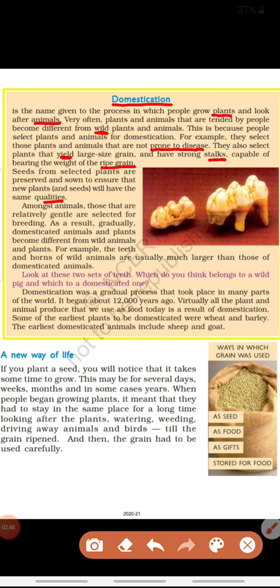Next, most animals that are relatively gentle are selected for breeding. So even when they are selecting the animals, they take such animals that are gentle, not wild. As a result, gradually domesticated animals and plants become different from wild animals. So they take such plants and animals that can be domesticated and are gentler than the wild animals.